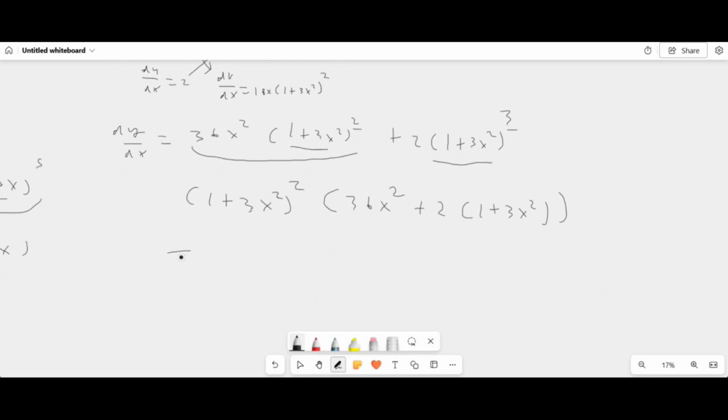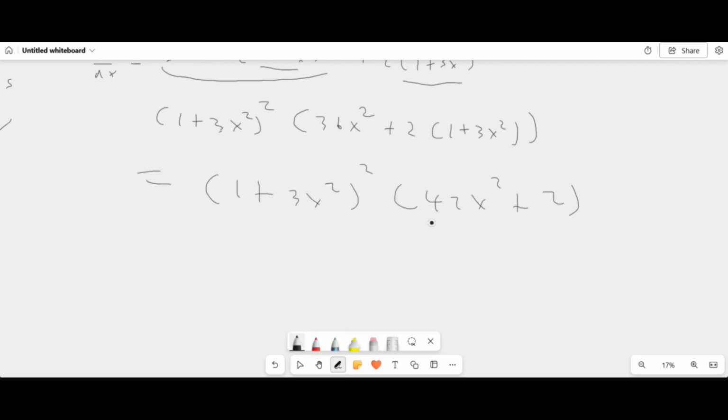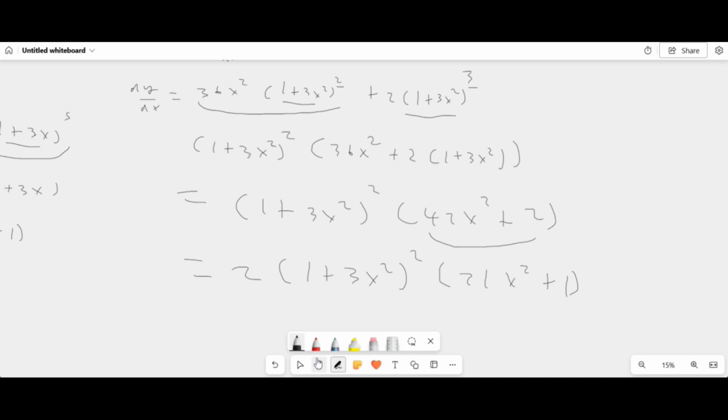And now you're trying to expand the bracket. So 1 plus 3x squared, and then here we've got 36x squared plus 2 times 1 is 2, 2 times 3 is 6. So 6 plus 36 is going to be 42. So 42x squared plus 2. And then it wants you to simplify it further. Obviously, I can divide both of these by 2, so I can bring out 2. So that's 2, 1 plus 3x squared to the power of 2. And our open bracket is going to be 42 divided by 2 is 21. So 21x squared plus 1. So that's the final answer.